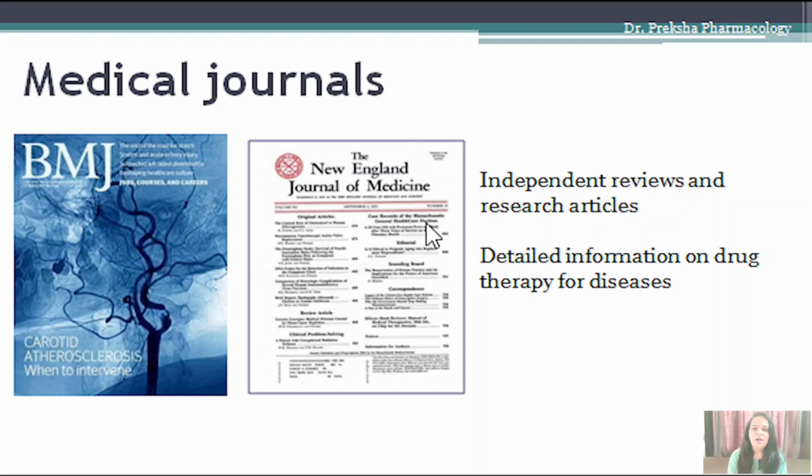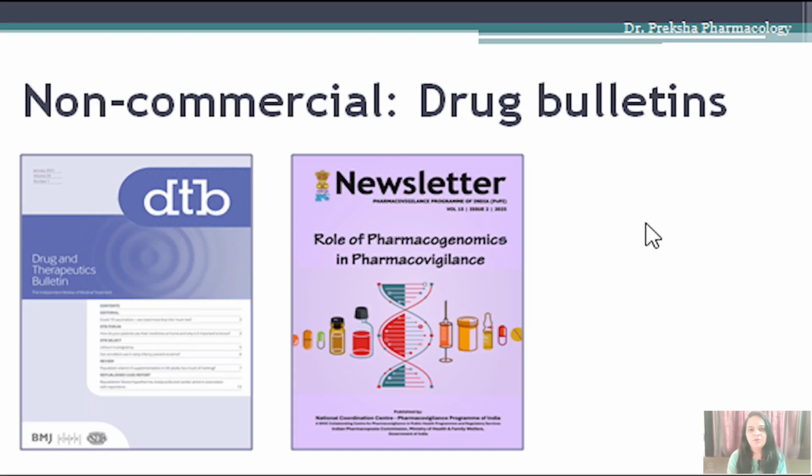These are all medical journals, which have independent reviews and research articles, and this provides detailed information on the drug therapy for the diseases. Another non-commercial source of drug information is drug bulletins. Here you can see the Drug and Therapeutic Bulletin and certain newsletters which are also published by the government; that is a non-commercial source of drug information.